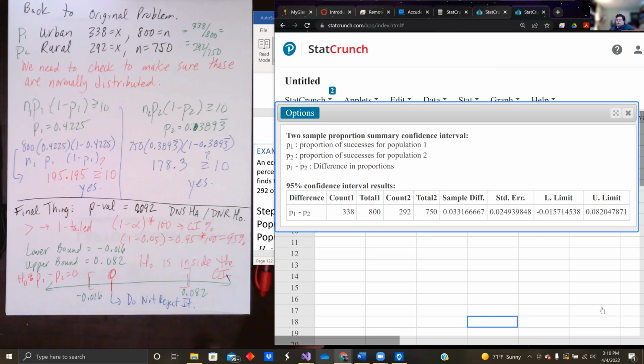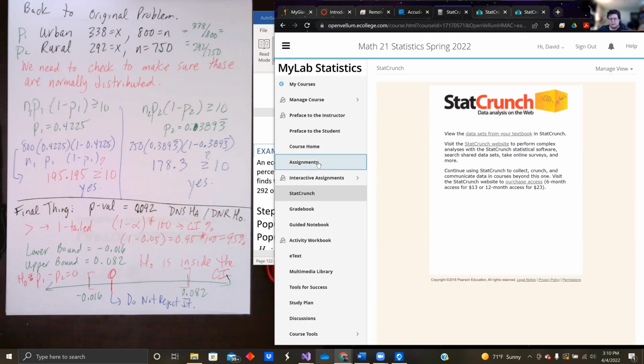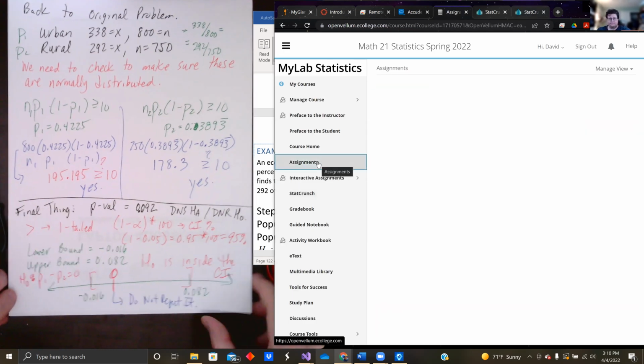So that's another look at how confidence intervals and hypothesis tests that we've been doing match up. You can see how they relate. Any questions? All right, let's take a look at the homework and do one of the problems in here with you.